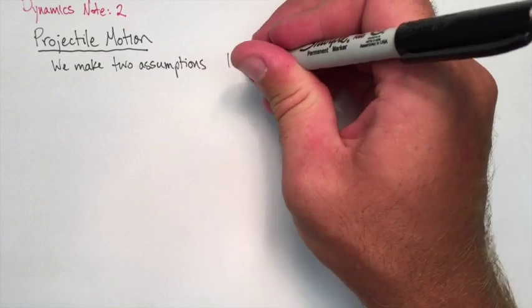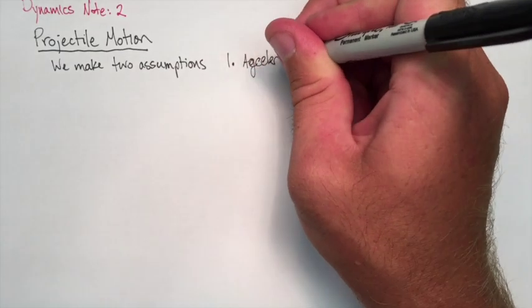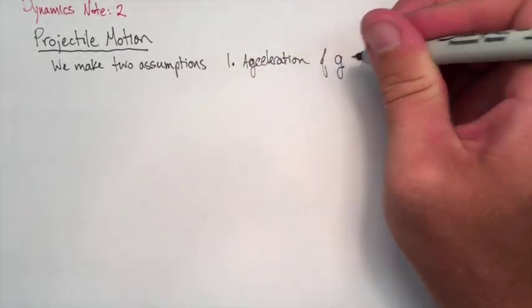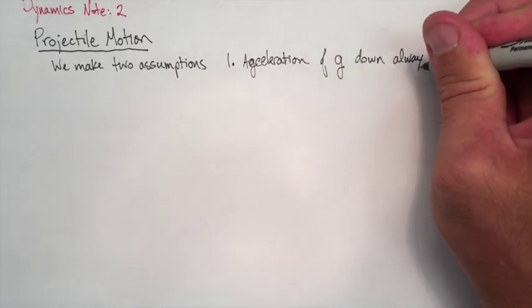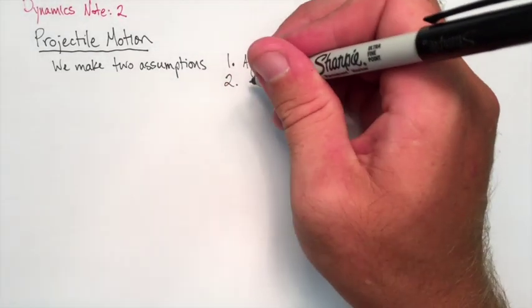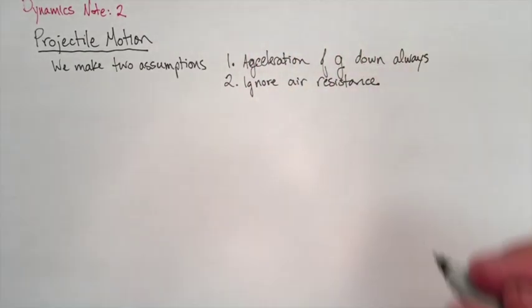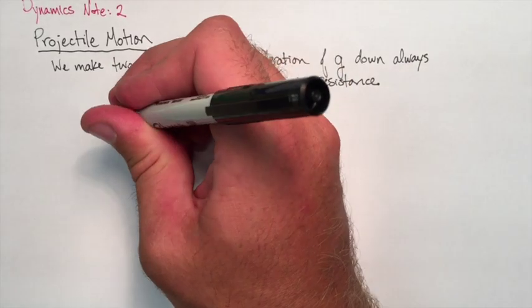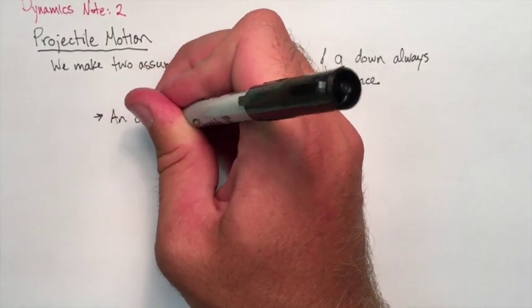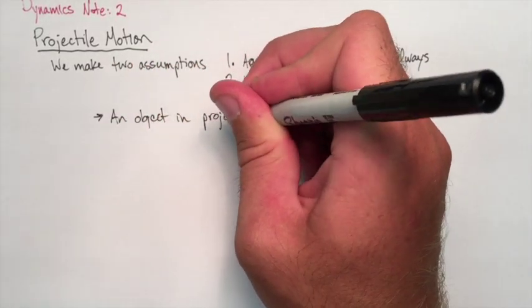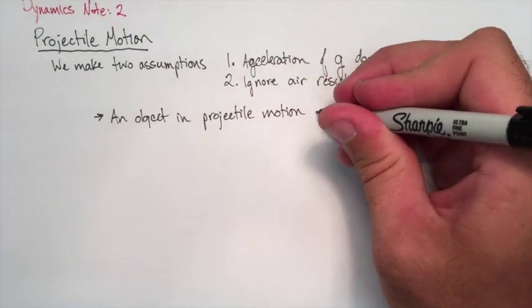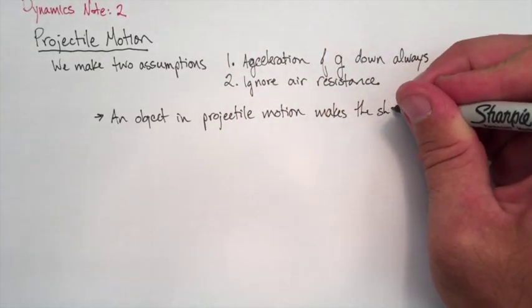So for projectile motion, remember we need to make two assumptions. Number one, we have acceleration of g, which is 9.8 meters per second squared, which always points down. And number two is we're always going to ignore air resistance. So what we need to remember is that an object in projectile motion makes the shape of a parabola.